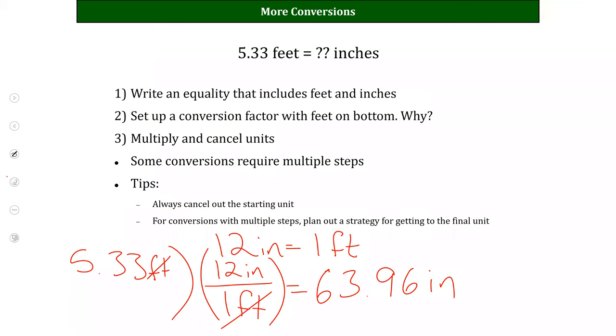So if it's an exact number, that means it has infinite sig figs. It's not just 12 inches equals 1 foot, it's 12.000 out to infinity. An exact conversion has infinite sig figs, which means it's never going to be what limits us. So our 5.33 at the beginning is going to be what limits our number of sig figs at the end. So it would just be 64.0. The six means we have to round up, which means this becomes a 10, which means 64.0.